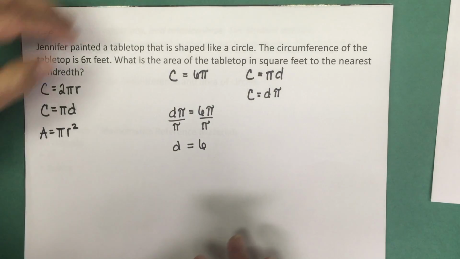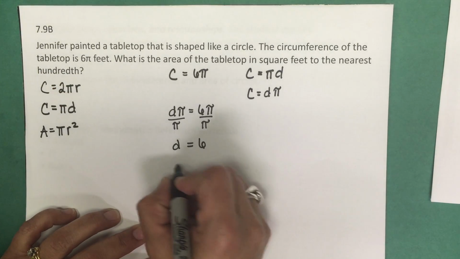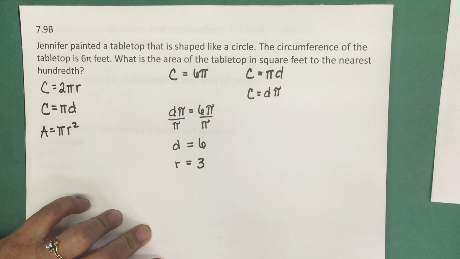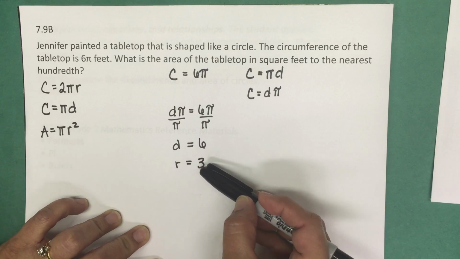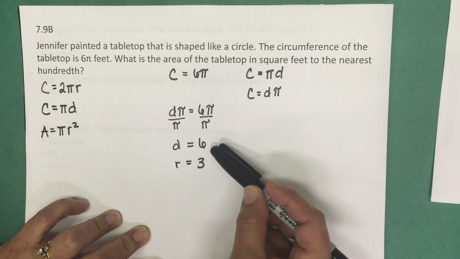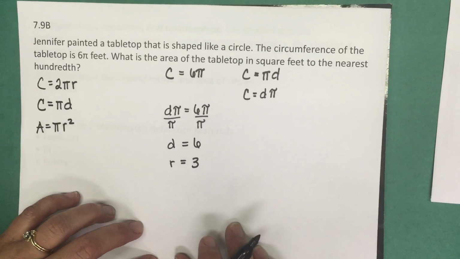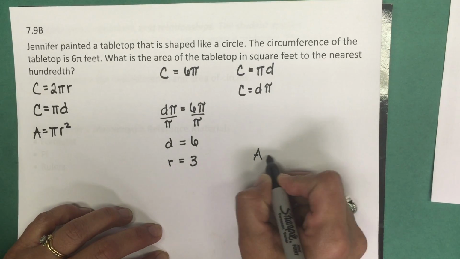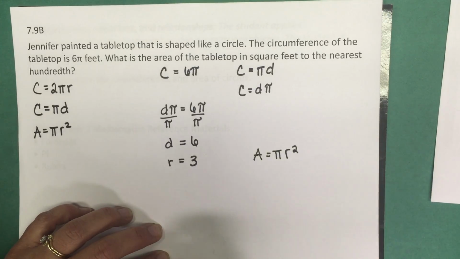So now that we know the diameter, we can find the radius. If the diameter is 6, then we know that the radius of the circle is going to be 3. We know that because of the relationship between the diameter and the radius, that the radius is always half the length of the diameter. So now I'm going to use the formula for the area of a circle, which is that the area equals pi times the radius squared.